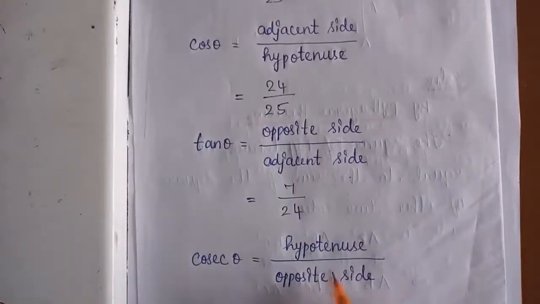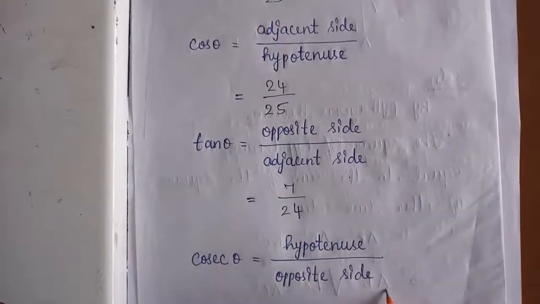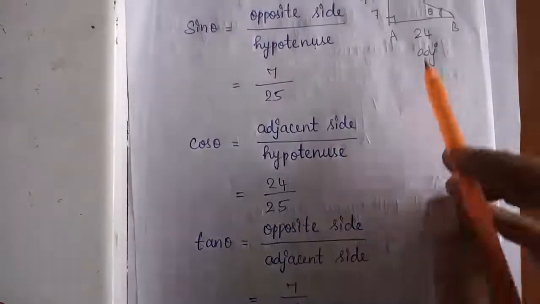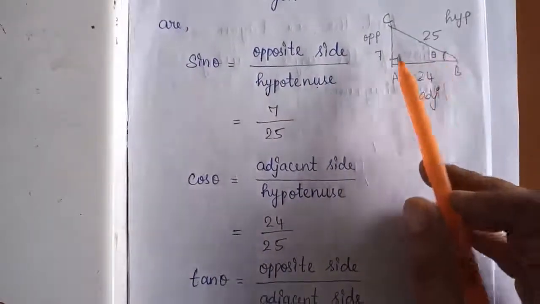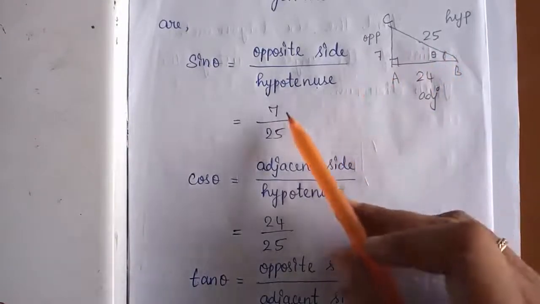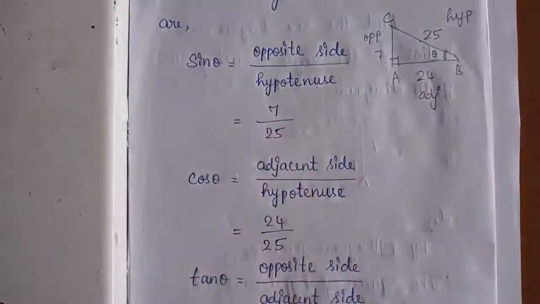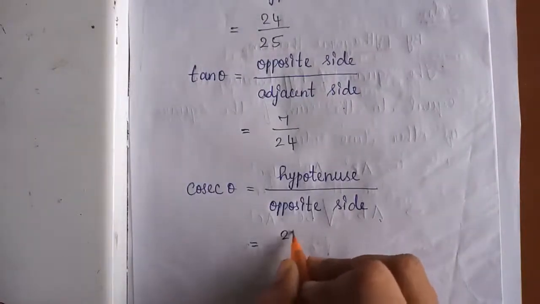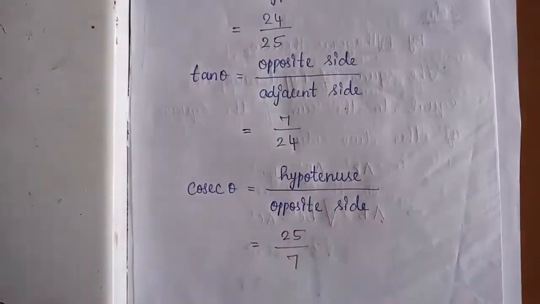Then cosecant theta is equal to hypotenuse by opposite side, or 1 by sin theta. So here the hypotenuse is 25 and opposite is 7. So the value is 25 by 7. That is nothing but 1 by sin theta. So cosecant theta is equal to 25 by 7.